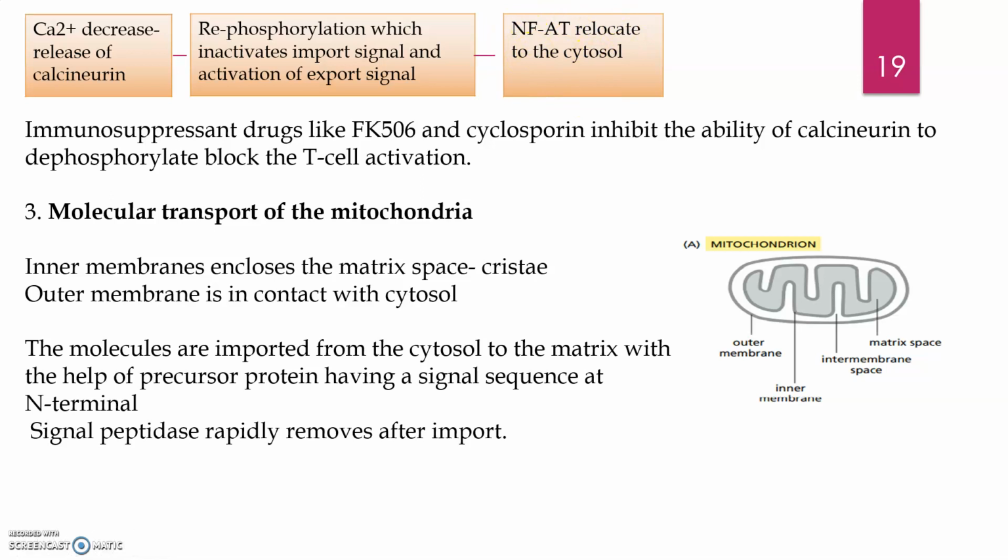Some of the immunosuppressant drugs like FK506 and cyclosporin inhibit the ability of the calcineurin to dephosphorylate and block the T cell activation.